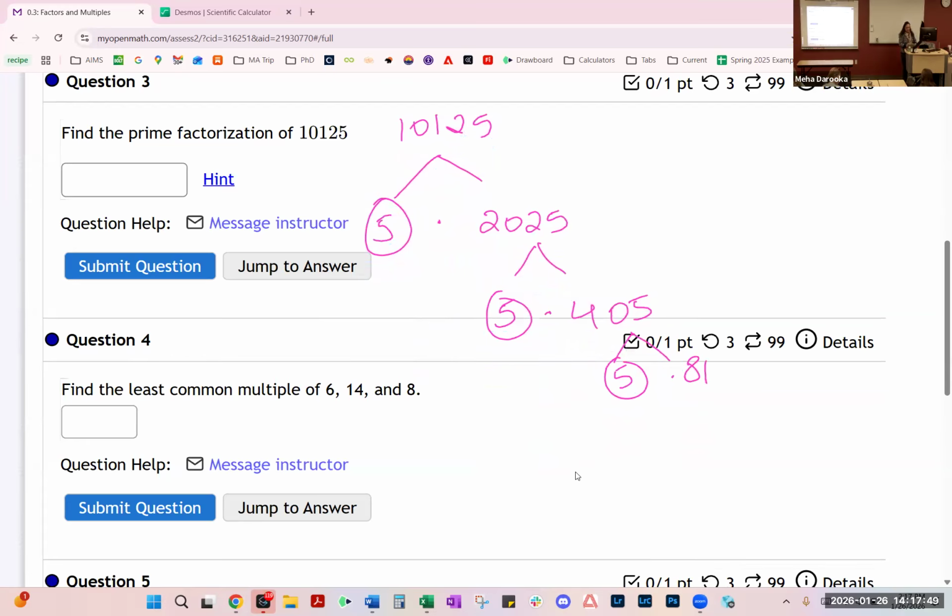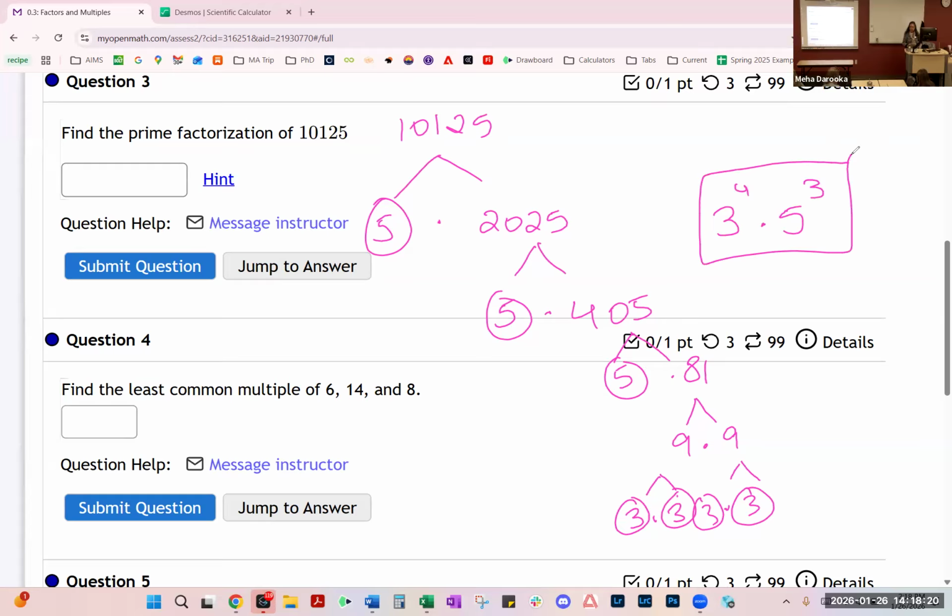Okay, so 81 can be broken down into what? 9 times 9. And then we have to further break down 9 times 9. So what will 9 be broken down into? 3 times 3. Very good. So we will get a whole bunch of 3s from here. So let's see, we've got 3 to the 4th power, and we've got 1, 2, 3, right? 5 to the 3rd power.